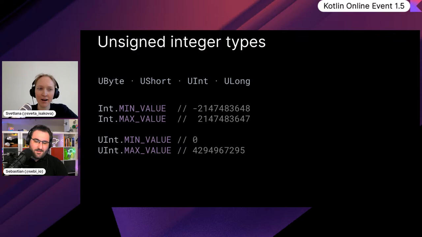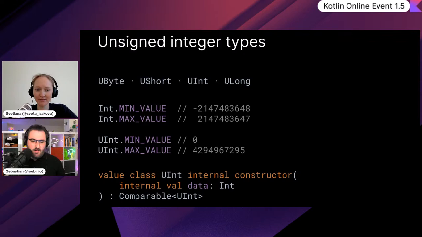Well, actually, all the unsigned number types, whether it's a UByte, UShort, UInt, or ULong, are all implemented on top of value classes, and they simply wrap the underlying primitive number type.